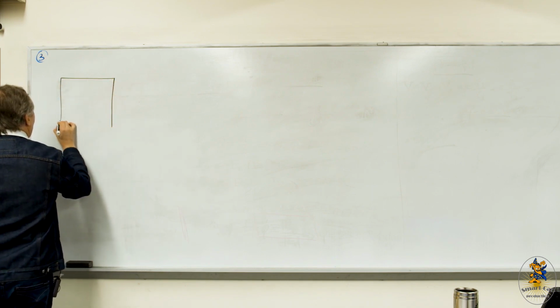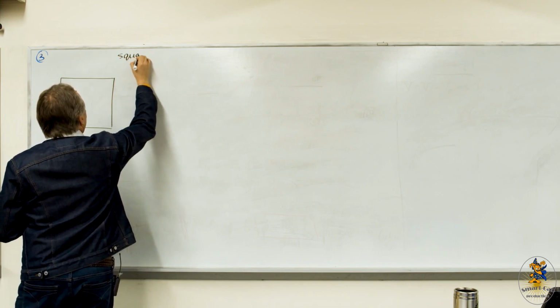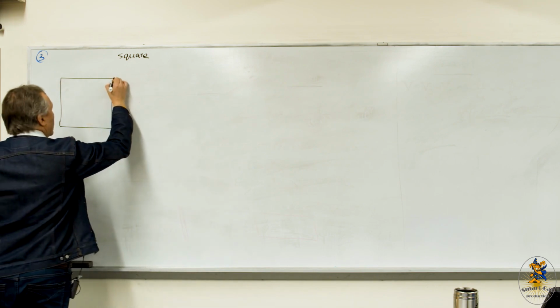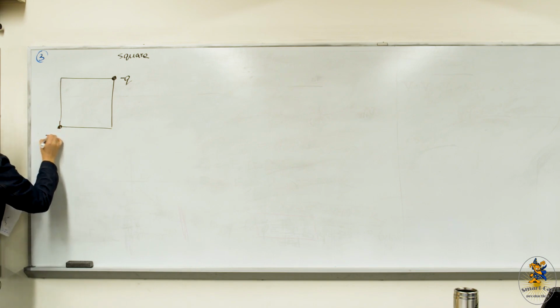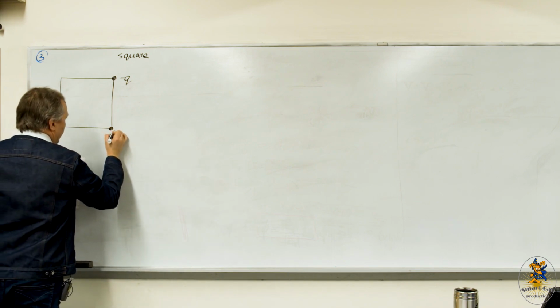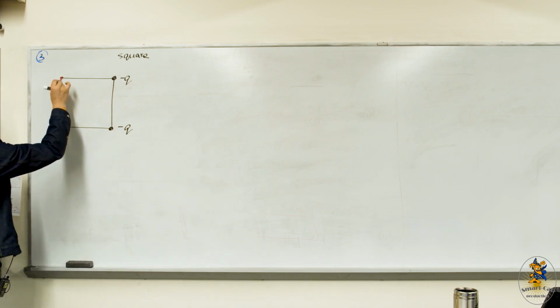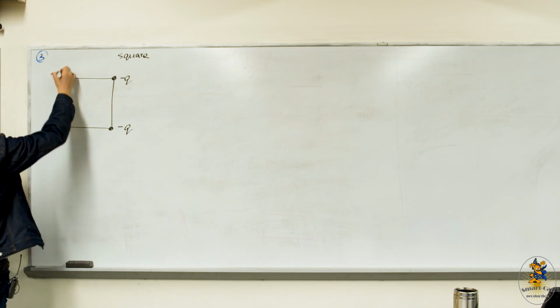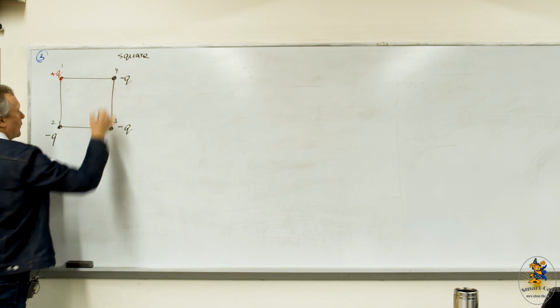So let's say this is the square. And let's position a few charges. At this corner, minus q. This corner, minus q. Here also, minus q. And over here, plus q. I can even label like this is charge 1, this is charge 2, this is 3, and this is 4.